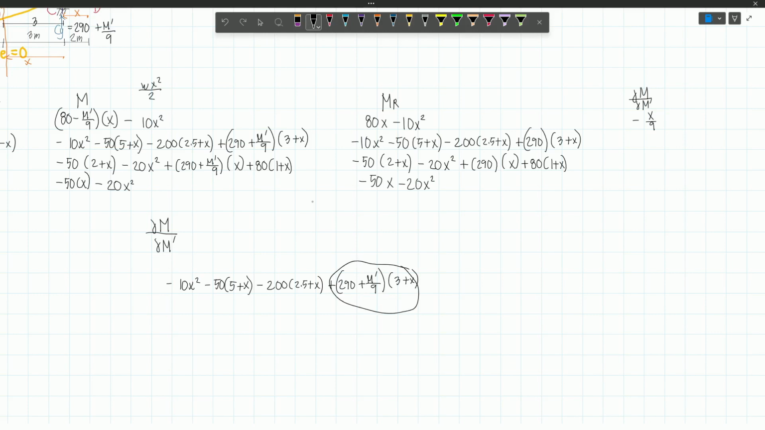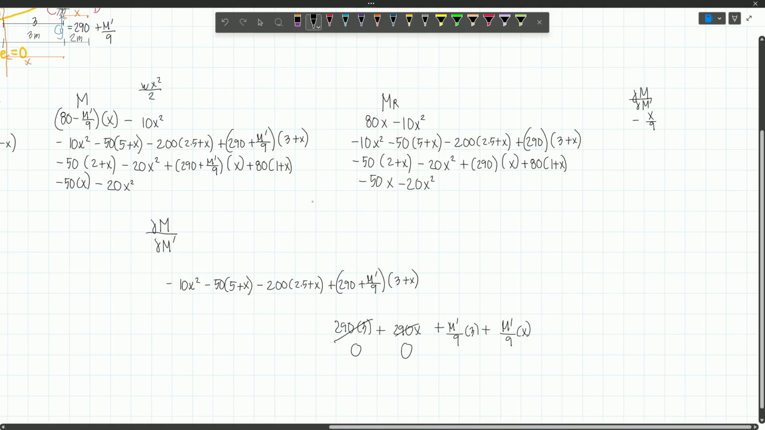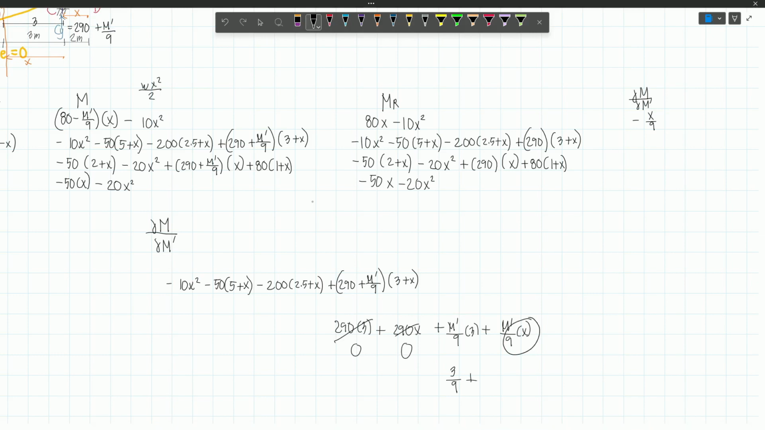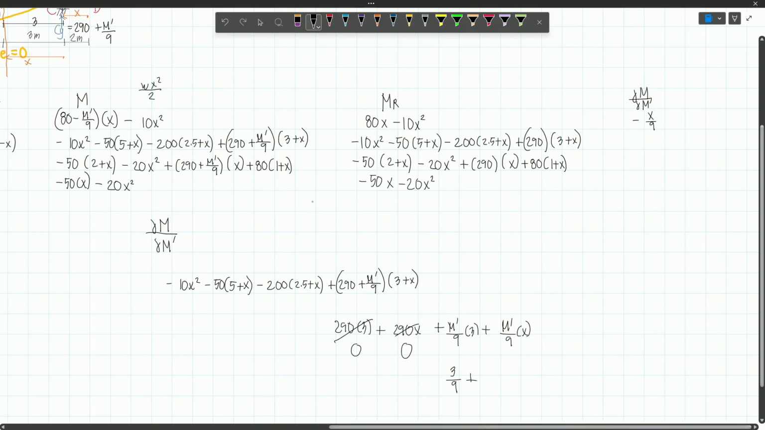Now if we expand this one, that will become 290 times 3 plus 290x, and then plus M prime over 9 times 3 plus M prime over 9 times x. Now if we differentiate this one, this will be 0, this will also be 0, and then this will become 3 over 9, because M prime, if differentiated, will become 1, and then this will become x over 9, because this is the constant term, which is the coefficient of M prime. So 3 over 9 plus x over 9. Now 3 over 9 will reduce into 1/3, so this will be 1/3 plus x over 9.